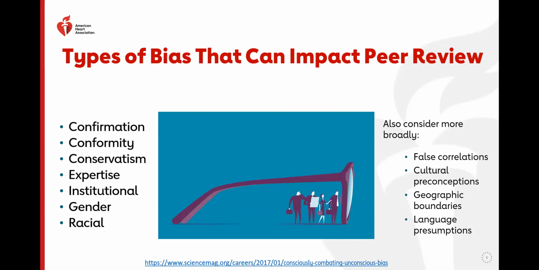While we cannot cover all types of unconscious biases that could impact peer review, we would like to focus on 7 areas in particular: confirmation bias, conformity bias, conservatism bias, expertise bias, institutional bias, gender bias, and racial bias. Please also consider within these contexts more broadly false correlations, cultural preconceptions, geographic boundaries, and language presumptions.